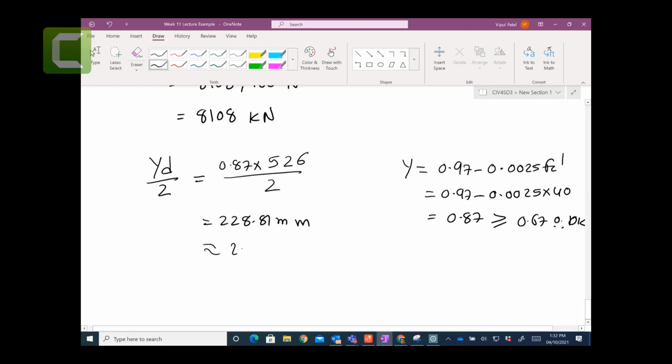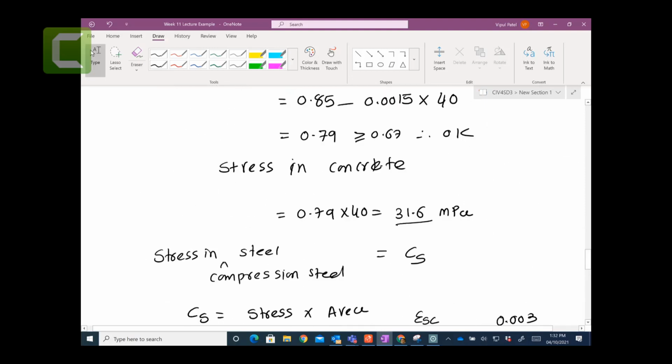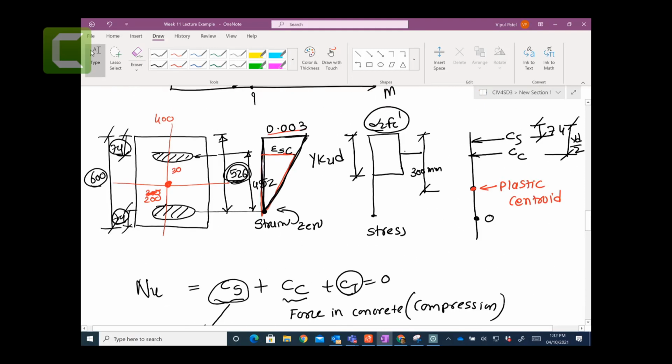So let's take it 229 millimeters. So this distance is from here to here, 229 millimeters. So now let's take the moment about the plastic centroid, because when you take the moment about the plastic centroid, it is not going to create any moment. So this CS times this distance and CC times this distance. I hope you understand that.